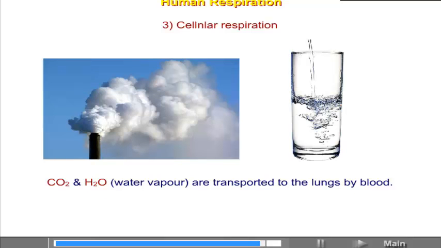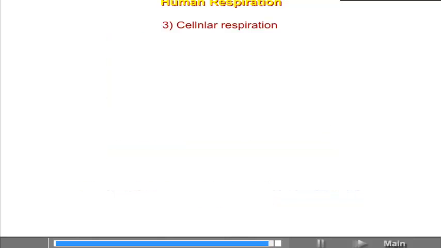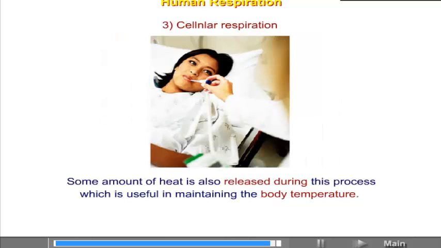CO2 and H2O, that is water vapor, are transported to the lungs by blood. CO2 and water vapor are the byproducts formed in the respiratory process. Some amount of heat is also released during this process, which is useful in maintaining the body temperature.